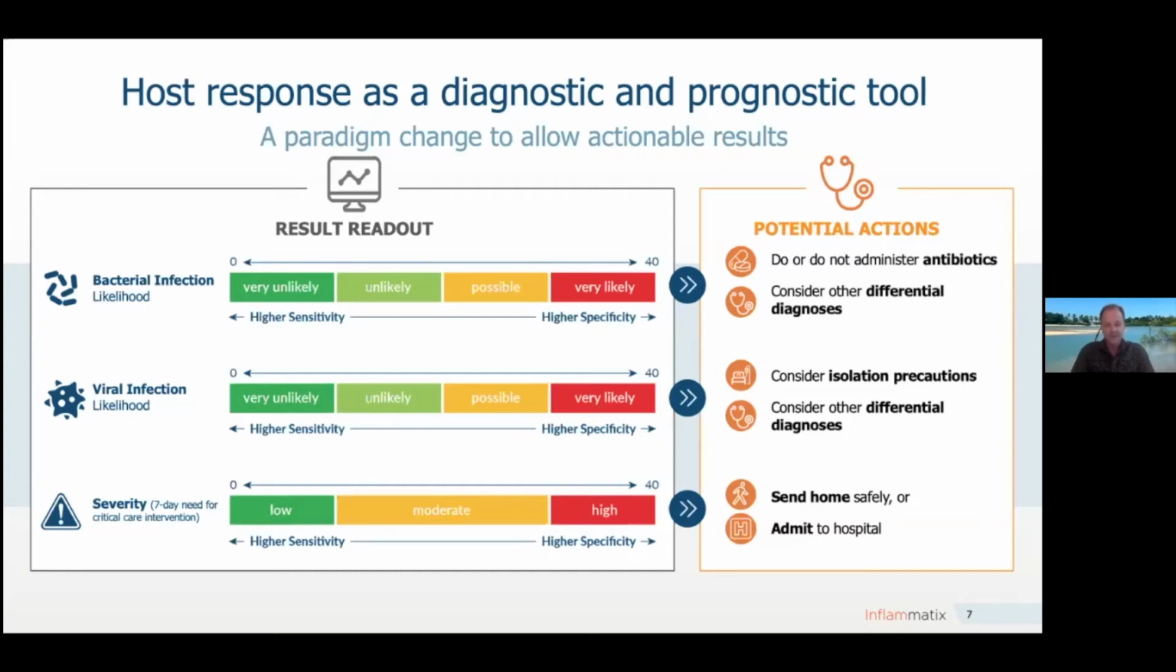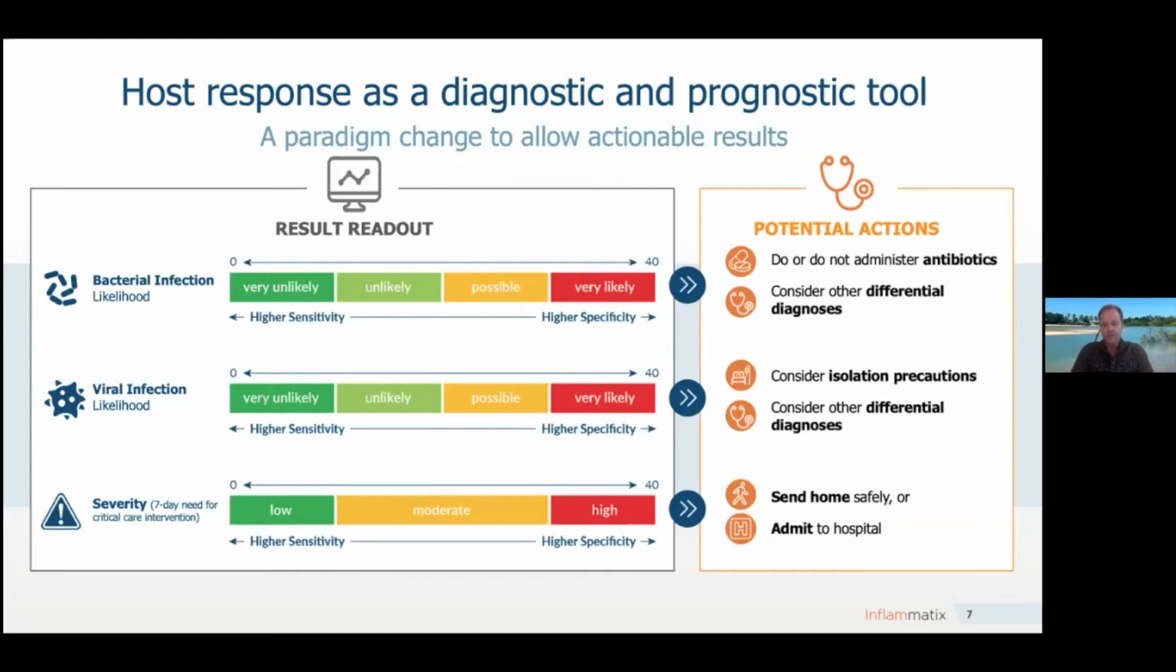The result readout of that test should ideally come with a score and should also fall into distinct interpretation bins that allow us to take the right decisions. What you see here in the color coding is basically on the left-hand side, the very unlikely or low likelihood bin. This is characterized by very high sensitivity and allows you to rule out either a bacterial infection, a viral infection, or the severe condition. On the opposite end, in the red bins, you have the very likely condition for bacterial, viral, or severe, which comes with very high specificity, thereby allowing you to rule in a patient into these categories.